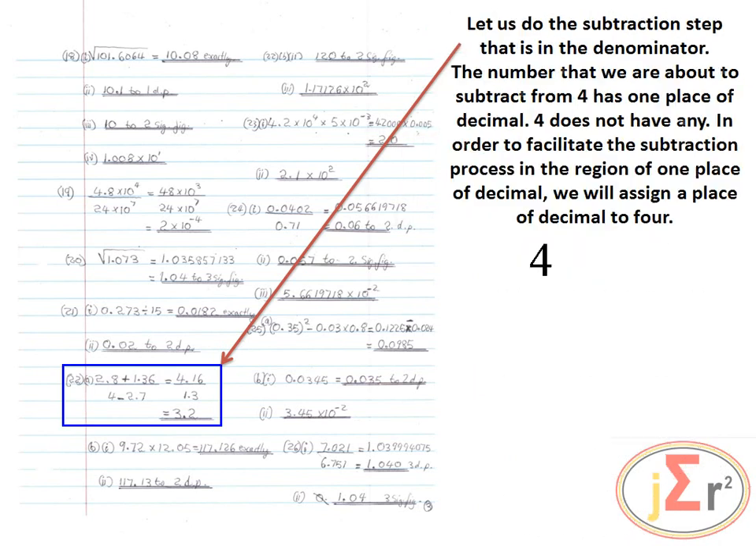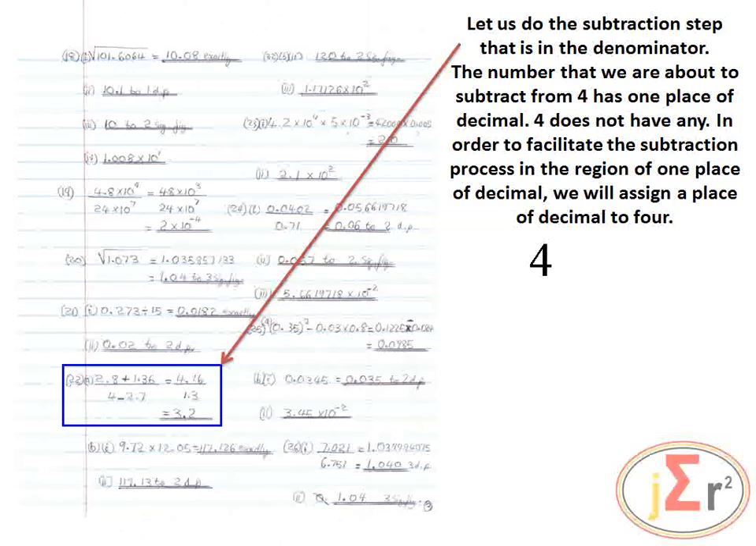Any other? Let us do the subtraction step. And the subtraction step that is in the denominator. The number that we are about to subtract from 4 has 1 place of decimal.